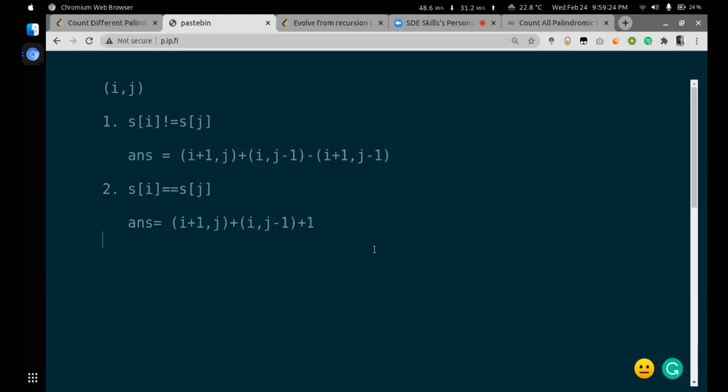So if characters are equal, you will remove that last part, because you will be having I+1, J-1 followed by these two characters. So that minus part will be removed, and one more subsequence of these two characters will be added. That is why +1. So remove the minus part and do a +1 for the above part. If you understand the above first equation, you will be able to understand the second equation as well.